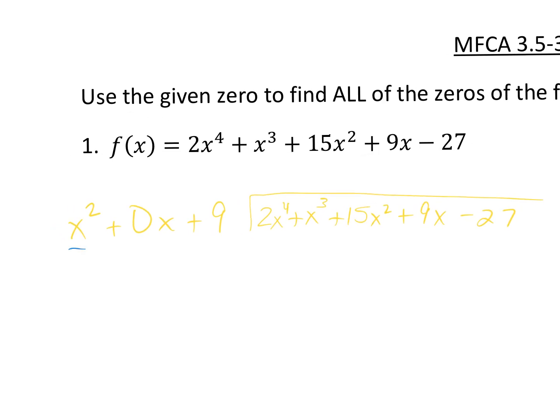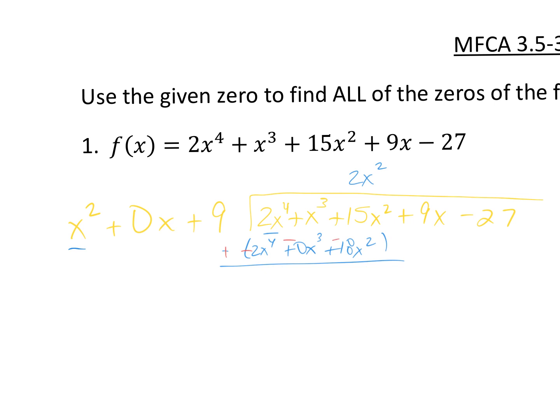First term into first term. X squared goes into 2x to the 4th. How many times? 2x squared. So I'm going to put it up here, and I'm going to get my subtraction ready before I multiply. So 2x squared times x squared is 2x to the 4th. 2x squared times 0 is just going to give me 0x cubed. And 2x squared and 9 is going to give me 18x squared. So we're going to distribute.